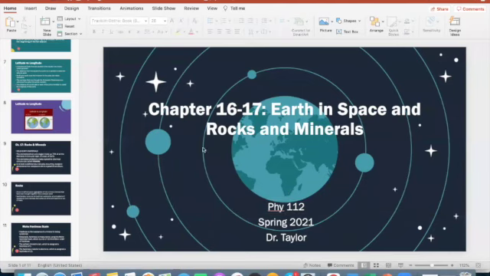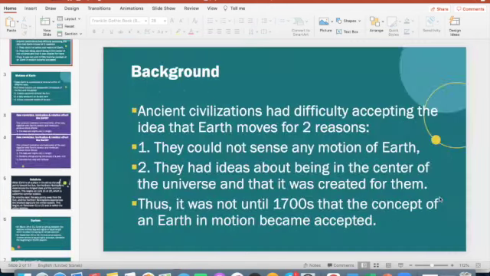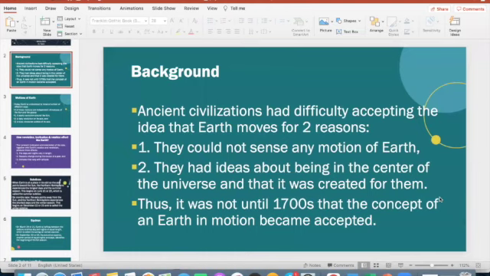All right, so chapter 16 is on Earth and Space, and chapter 17 is on rocks and minerals. All right, so a little bit of background. Ancient civilizations had difficulty accepting the idea that Earth moved for two reasons. They couldn't sense any motion of the Earth, and they had ideas about being in the center of the universe and that the universe was created specifically for them. So it wasn't until the 1700s that the concept of Earth in motion became accepted by the general population.